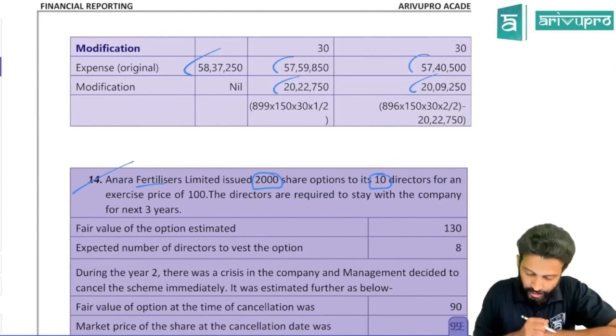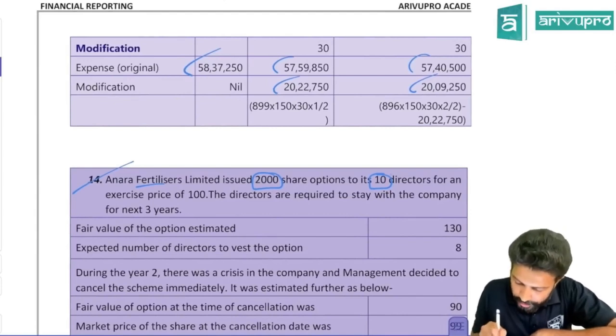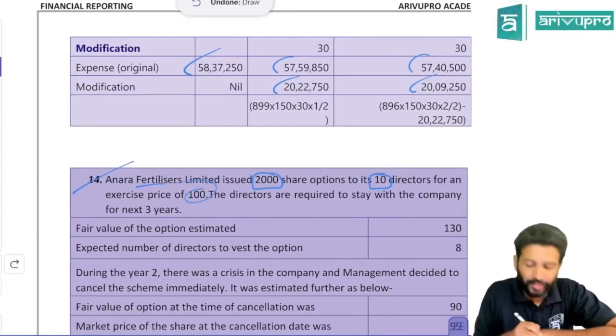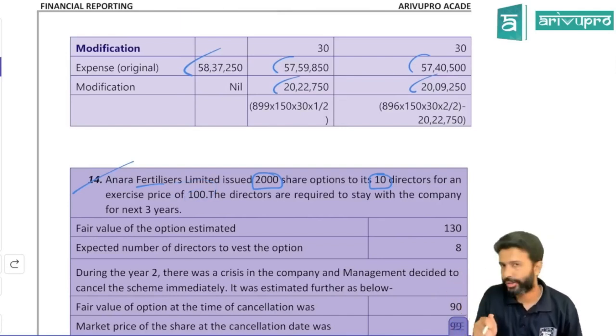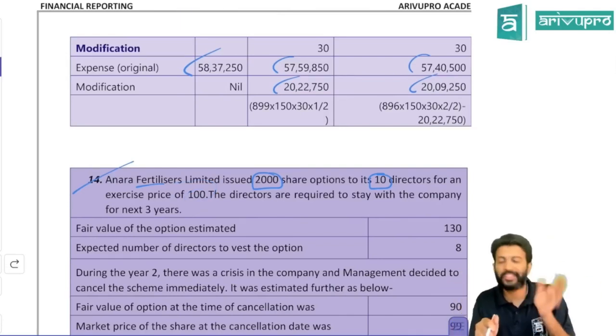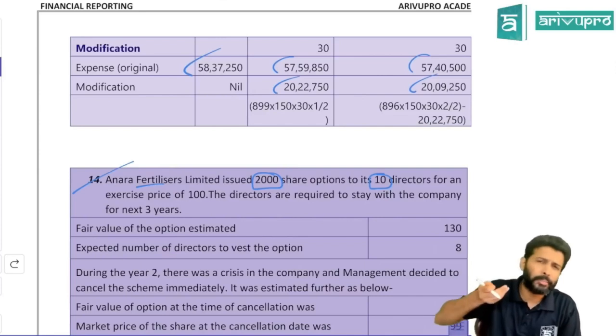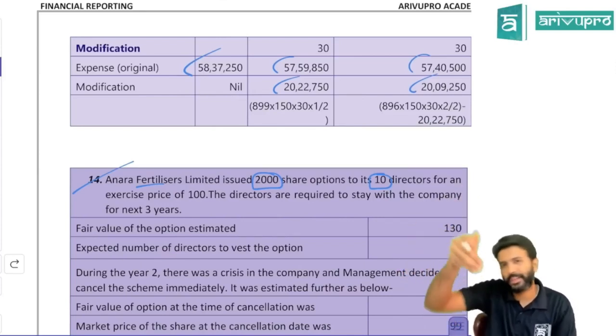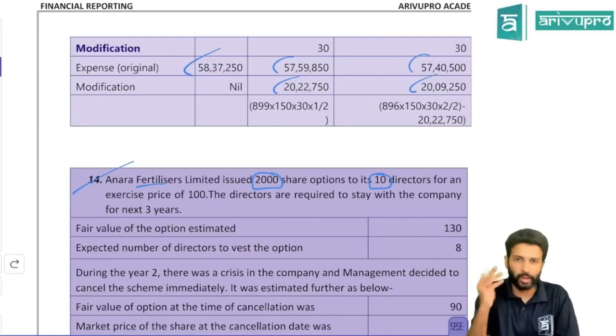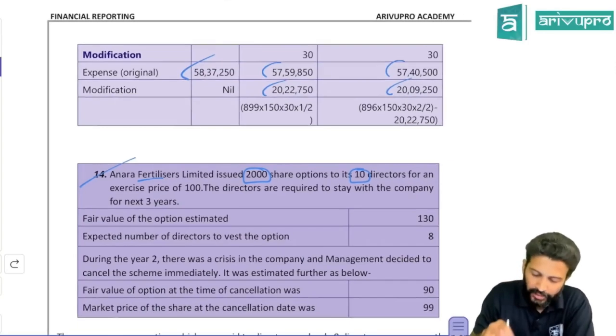Okay, coming back to this question. They've issued 2,000 share options to 10 directors for an exercise price of 100. Exercise price of 100 means the shares are not given free of cost to the employees. They have to pay 100 rupees. That's what we mean by exercise price. Sometimes the company may give the shares to employees free of cost, sometimes they may collect money also. That depends on each company. This is irrelevant for us.